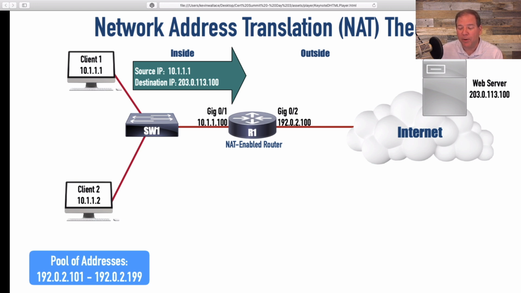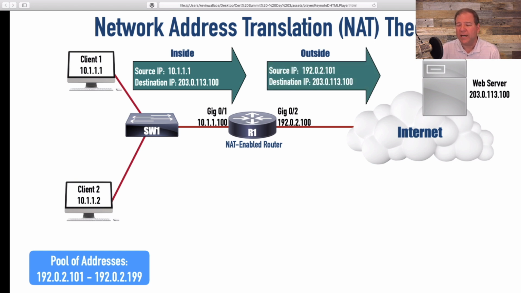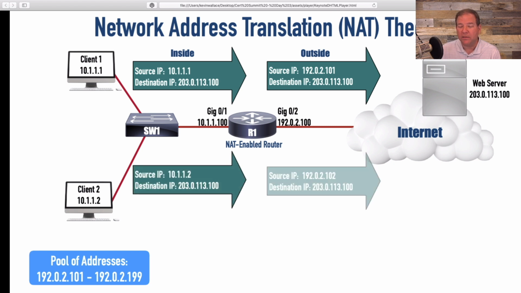And they'll just pick a publicly routable address from that pool. Perhaps they choose 192.0.2.101. When client 2 wants to go out to the very same server, well, we could give it a different address that can be routed on the public internet. And I want to define some terms for you. Please take some notes on this.